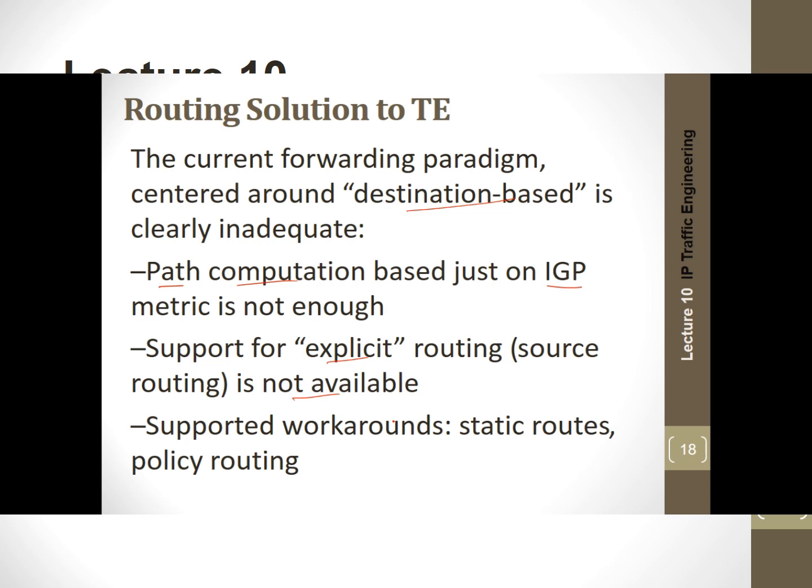So the supported workarounds are static routes and policy routing. These are all alternatives, the ways in which we can provide a routing solution to traffic engineering. Since IGP-based metric is not enough, explicit routing is not available, and static routes and policy routing are not there, they said that you need to find solutions for traffic engineering. This could be the solutions.